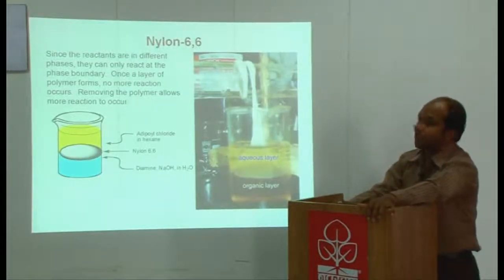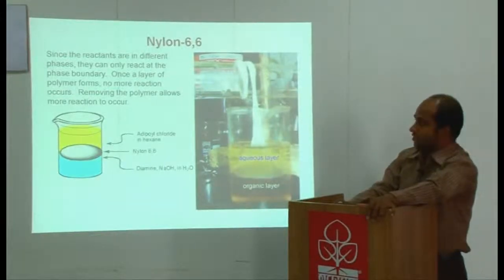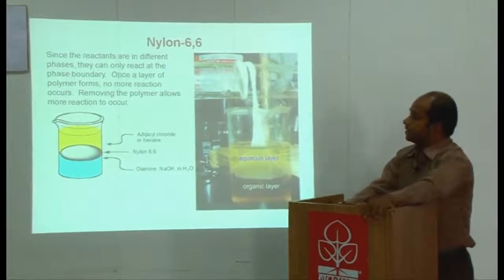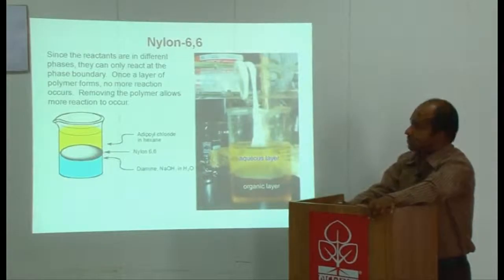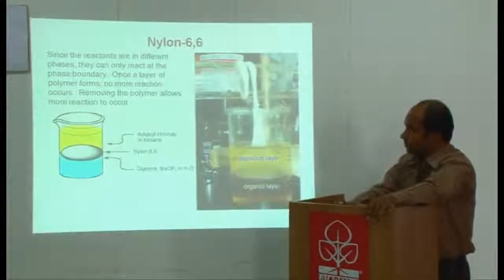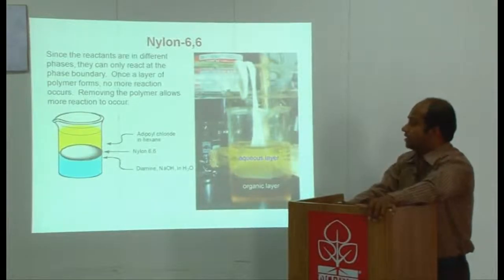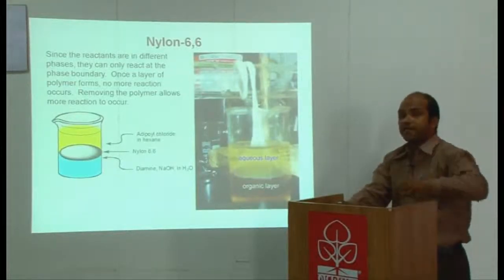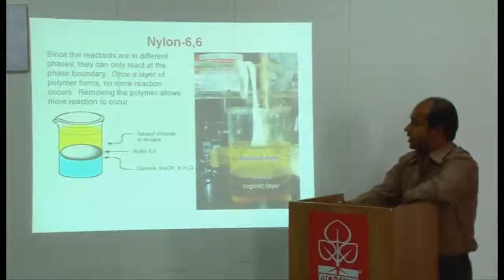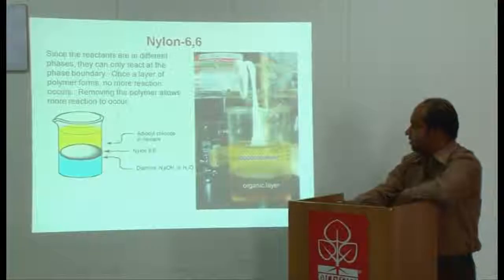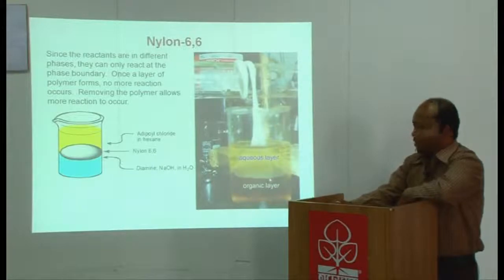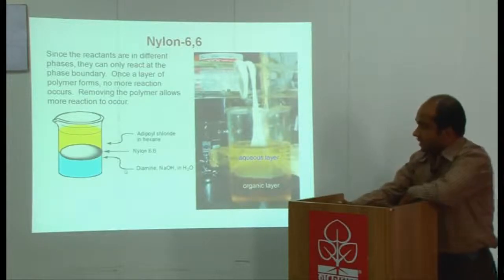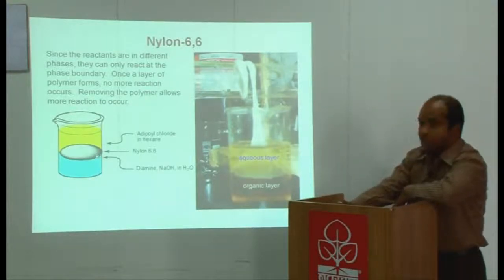So, in order to have an efficient reaction, you have to remove the layer of polymer that is formed, otherwise the reaction will not proceed. You have to continuously remove the polymer which is formed at the interface. So, you have an aqueous layer at the top and an organic layer at the bottom depending on the density. If you can see here, there is a clear cut phase interface which is separating these two, and the nylon 6,6 as depicted here is formed at this interface.